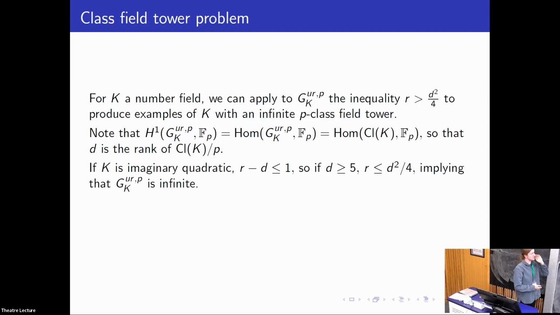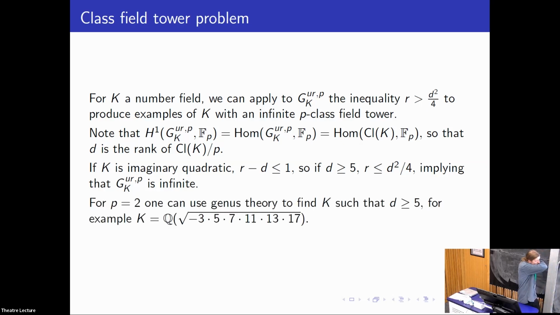Then you can also show that if K is imaginary quadratic, the difference between r, which is the dimension of H^2 of this group, and d is less than or equal to 1. So if d is large, you will have r less than or equal to d squared over 4. And by what we just said, this would imply that the Galois group is infinite. So for example, for p equal to 2, you can use genus theory to find K with large class group mod 2. For example, you can adjoin square roots of these.